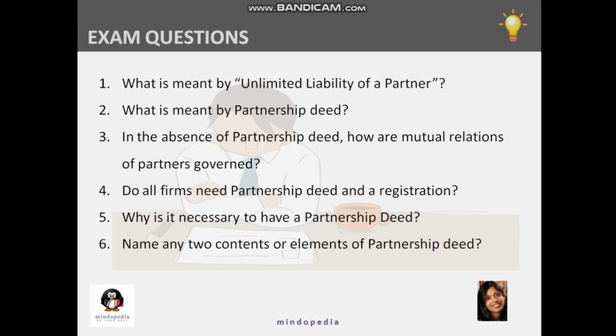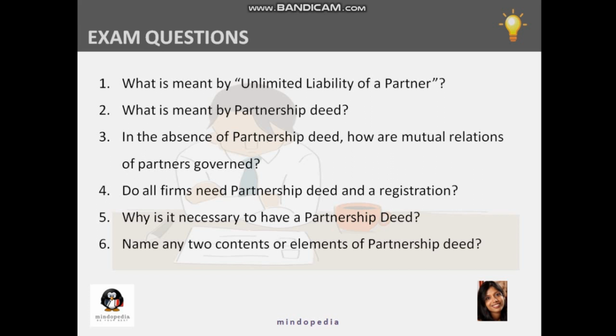What is meant by partnership deed, says question number 2, again carries 1 mark. Partnership deed means a document containing the important terms and conditions of partnership as agreed by the partners between themselves. Partner ने क्या decide किया है आपस में, वही partnership deed बन जाती है. Question number 3 बोल रहा है, in the absence of partnership deed, how are mutual relations of the partners governed? कैसे govern होते हैं partner के relations? They are governed by the provisions of the Partnership Act 1932.